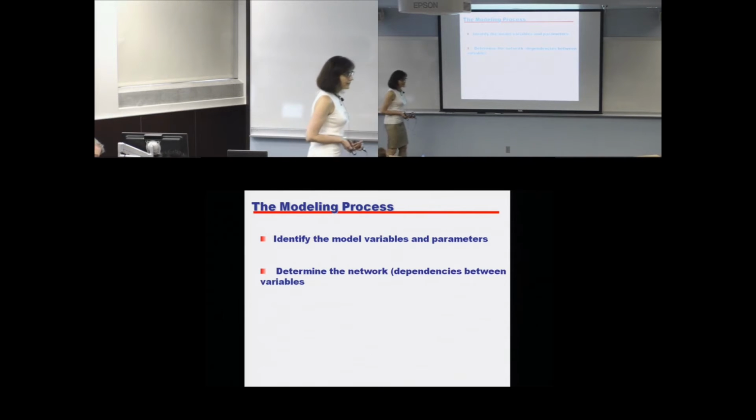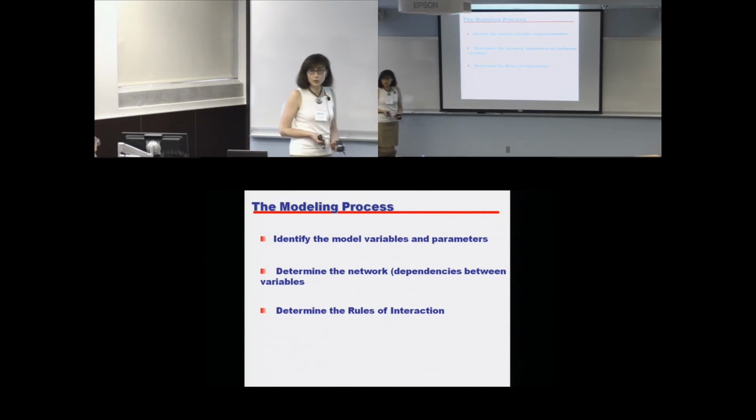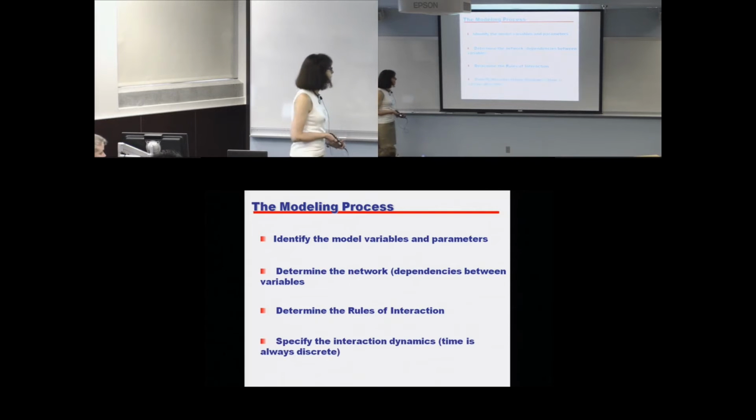So after we've identified the variables and the parameters, we want to determine the dependencies, and that's what we refer to as the network of interaction. And then we have to determine the rules, what impacts what and in what way. And then specify the interaction dynamics. And for us, for the purposes of this tutorial, time is always discrete.